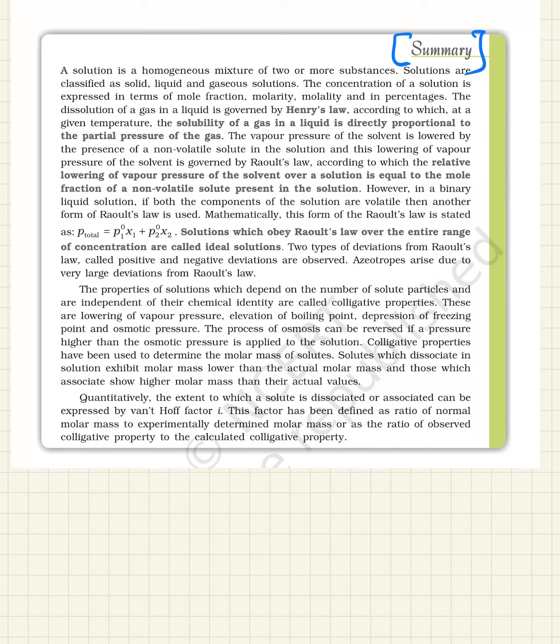The first thing is, a solution is a homogeneous mixture of two or more substances, classified as solid, liquid and gaseous. We just give a quick read-through. So this is objective number 1, different types of solution. The second thing is, concentration of solution is expressed in terms of mole fraction, molality and percentages. So this is objective number 2. Then you have a definition of Henry's law, which relates temperature and solubility, and here it gives Raoult's law. We will not read through it in detail, but we will know that this is objective 3.